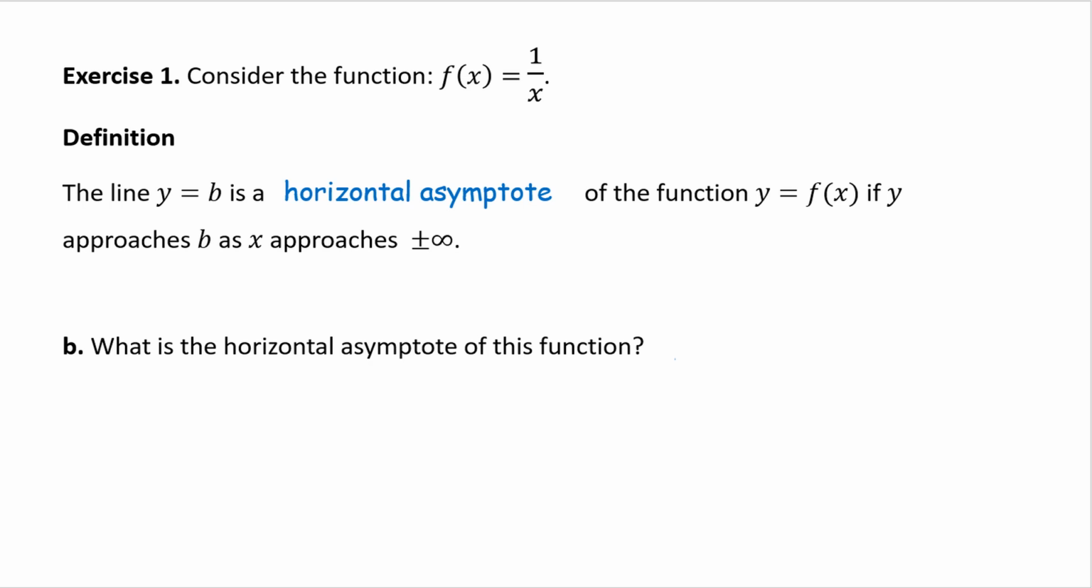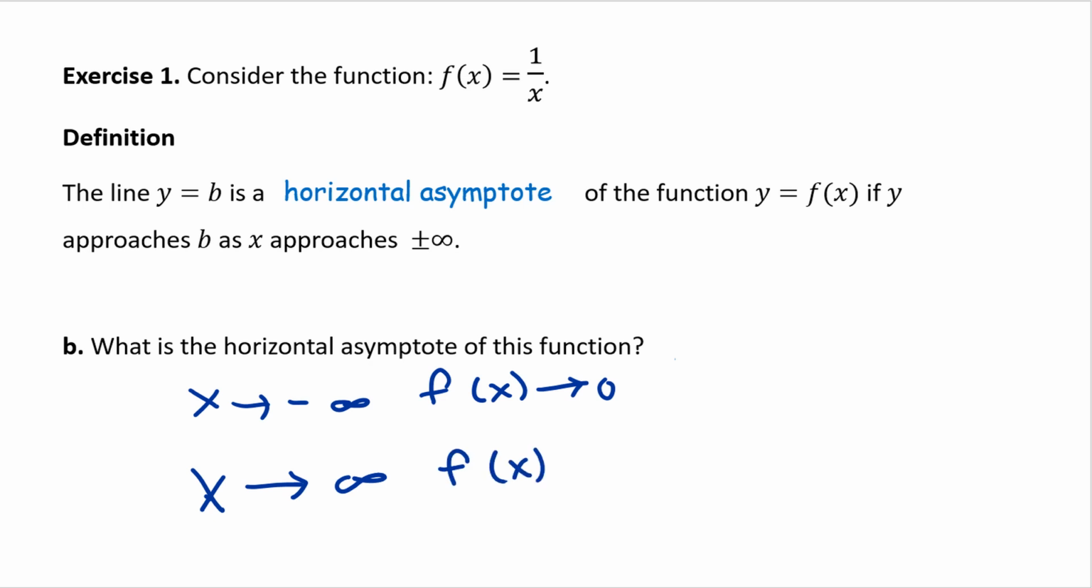We learned that as x got real small, the function appeared to go to 0. Furthermore, as x got real big, the function also approached 0. And so what this tells us is that the line y equals 0 is a horizontal asymptote.